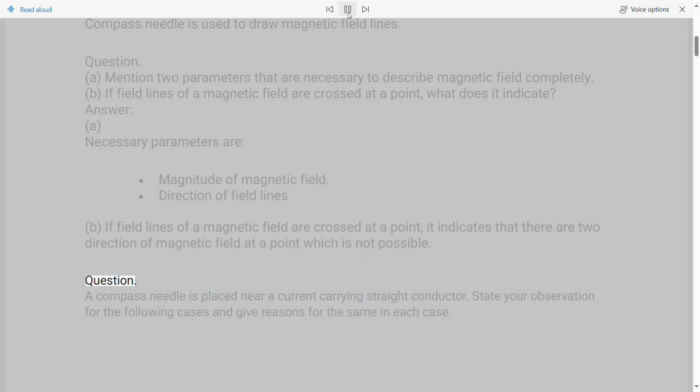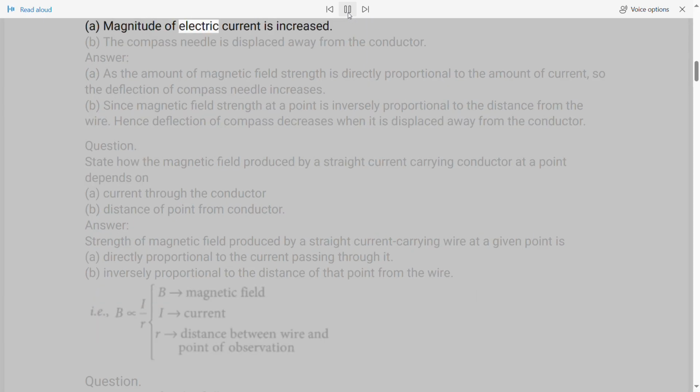Question. A compass needle is placed near a current-carrying straight conductor. State your observation for the following cases and give reasons for the same in each case. A. Magnitude of electric current is increased. B. The compass needle is displaced away from the conductor.